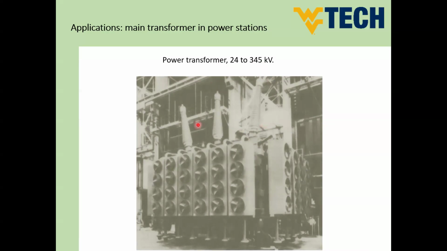So you can find here the 3 bushings of the transformer that connect this transformer to the 3-phase transmission line, and these are the high voltage side. By the way, the height of this transformer could be like 4 meters. So it's a big transformer, okay?